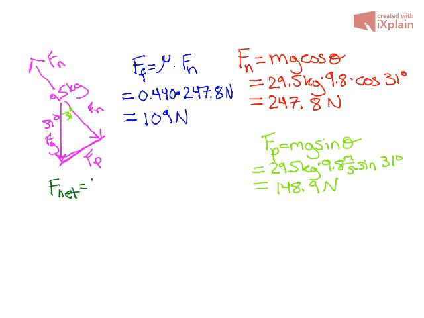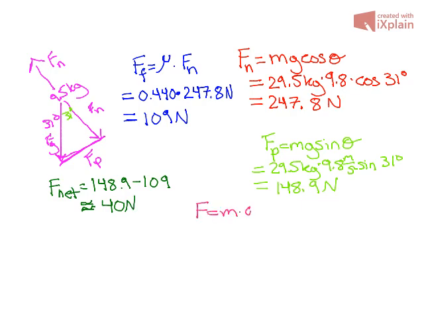The next step will be finding the net force. To do that, we're going to take 148.9 minus 109 newtons that we calculated for our force of friction, because to find the net force, we're going to take the force parallel minus the force of friction, and that'll give us 40 newtons.